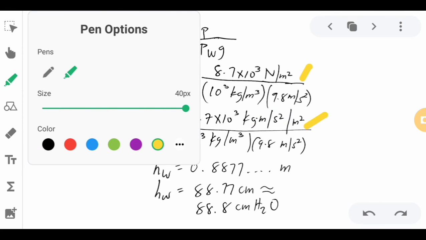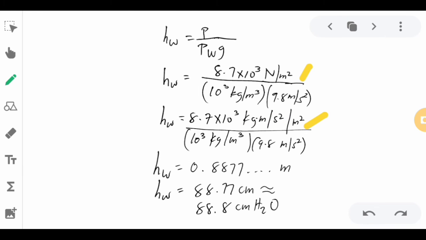Let us cancel some units. Cancel the kilogram here. Cancel the m cubed here, and the m, you will be left out with m squared, so you will be able to cancel this one. Cancel the second squared here. You will be left out with the meter unit.